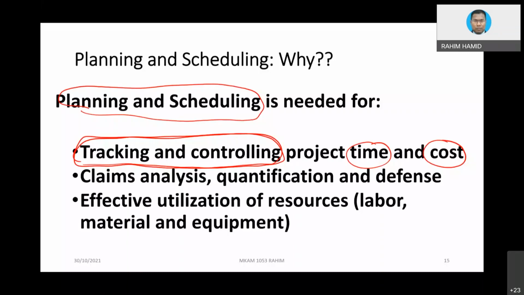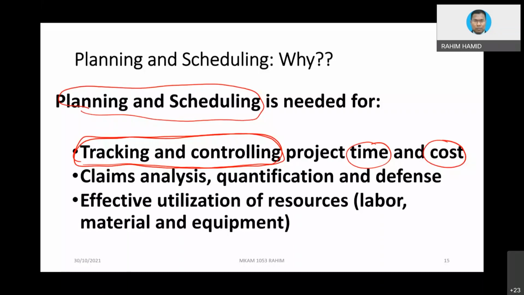Of course, the client representative will go to the construction site to check, but sometimes even after checking, they might not remember everything, so it is better to have everything on a piece of paper or a poster, just to show evidence. So you need planning and scheduling as one of the tools, for effective utilization of resources: labor, material, and equipment.